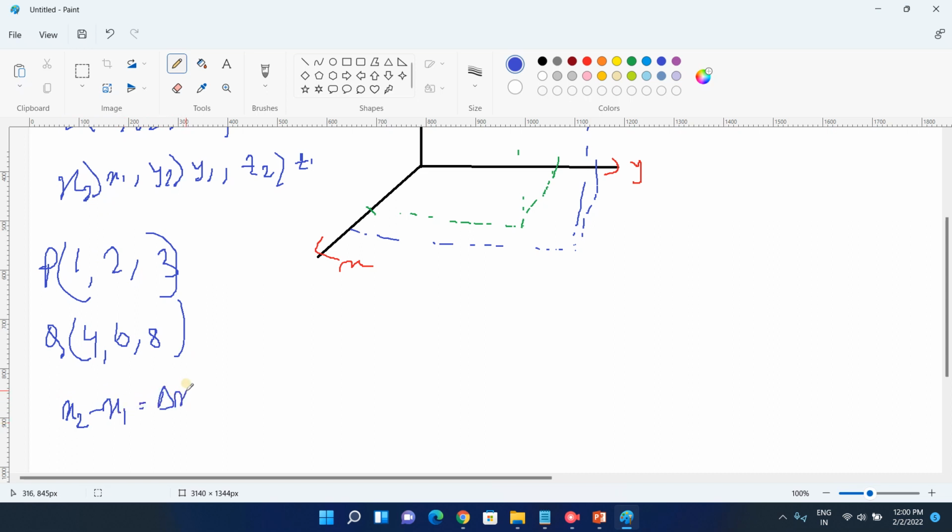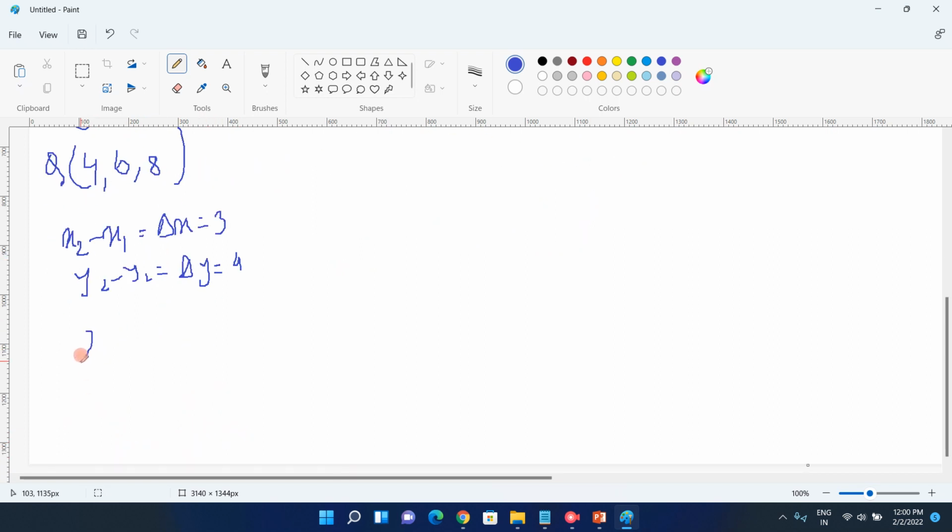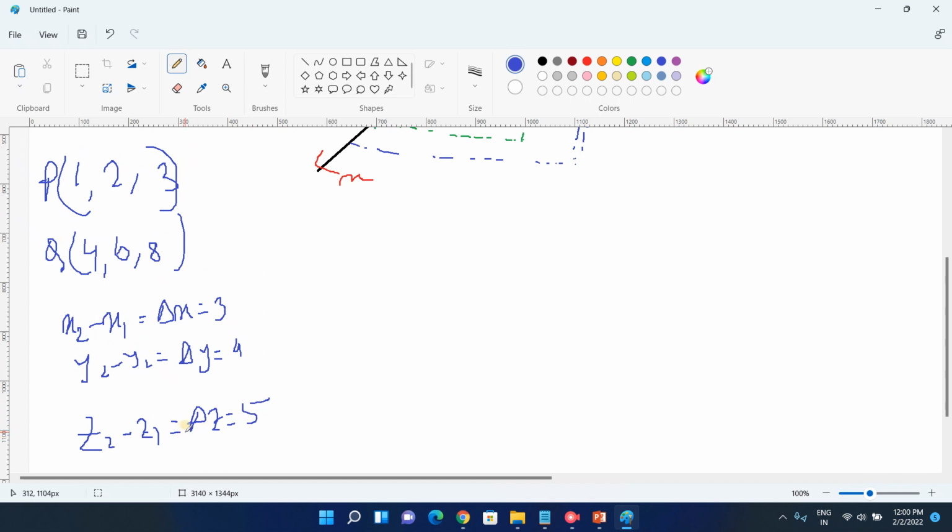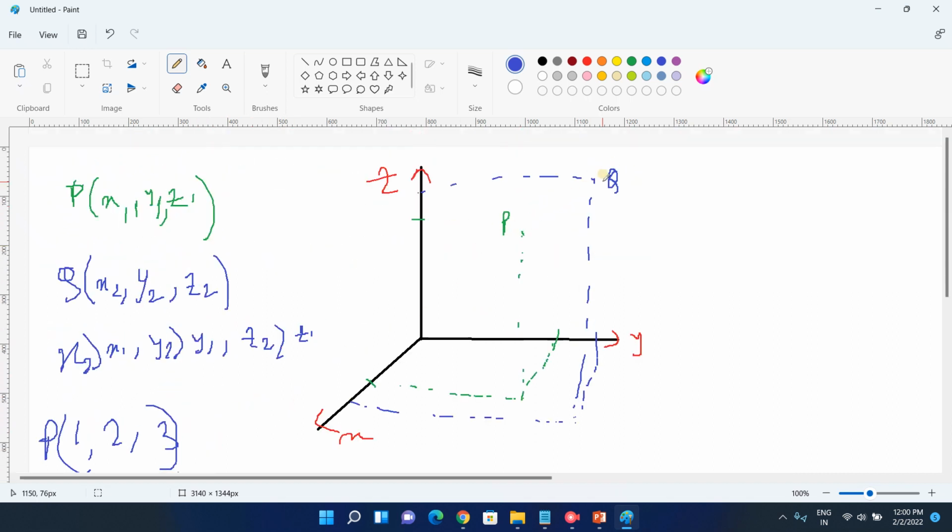So x2 minus x1 will give us delta x, that means the difference. In this case it is 3. y2 minus y1 will give us delta y, in this case 4, and z2 minus z1 will give us delta z, which is 5 in our case. That means to reach point Q we have to increase every coordinate by some value. First we increase by x like this, then y, then z. Suppose you are standing at P and you want to go to Q. You cannot go directly. You have to first travel along the x-axis, then the y-axis, then the z-axis.